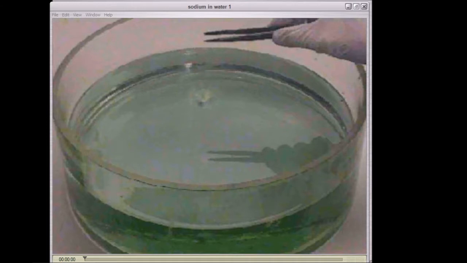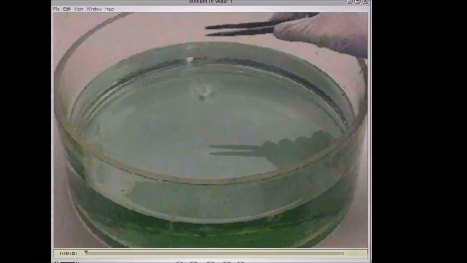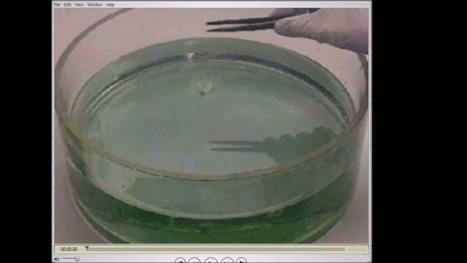Okay, so this is the sodium, and again we have some universal indicator in the water just to show that it begins neutral. So we'll drop this in, just have a listen and a look and see if you can get the observations.